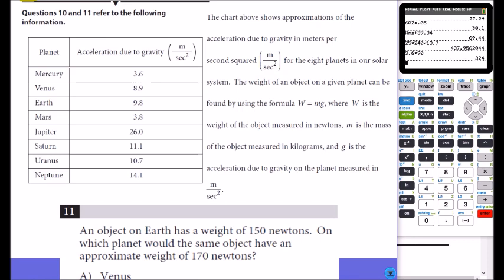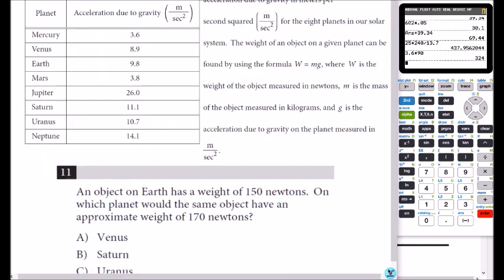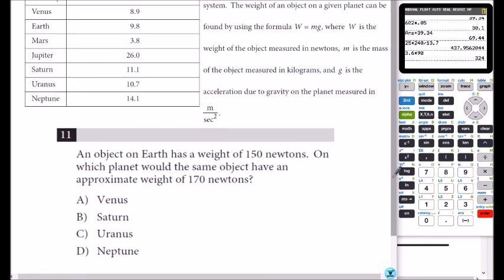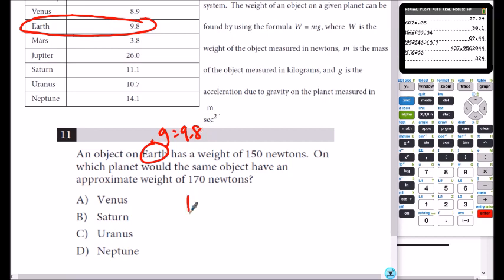11. So same question, but now it's asking about the object on Earth. Where is Earth? Here. G equals 9.8. It has a weight of 150 newtons. So now it's giving you the W, weight equals that when you multiply M times 9.8. Now, the question is, on which planet would the same object have an approximate weight of 170 newtons?